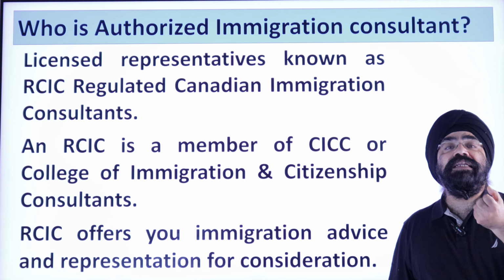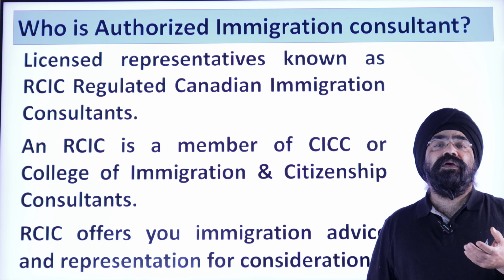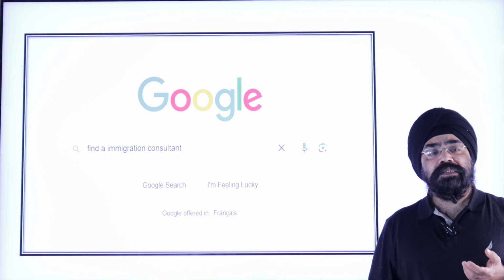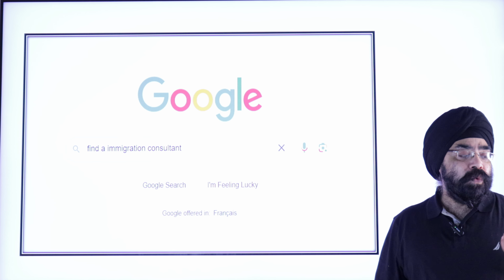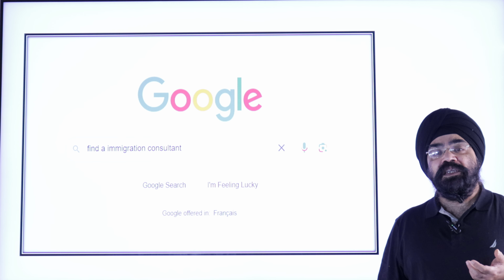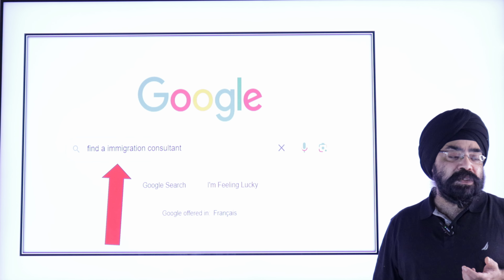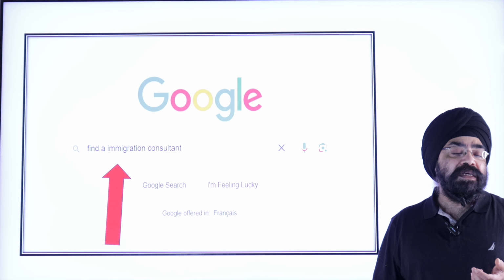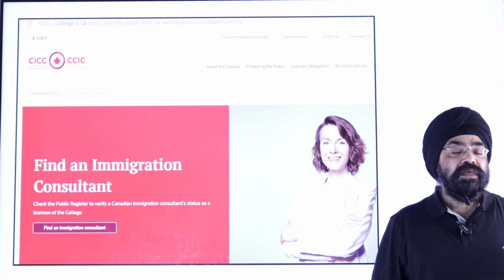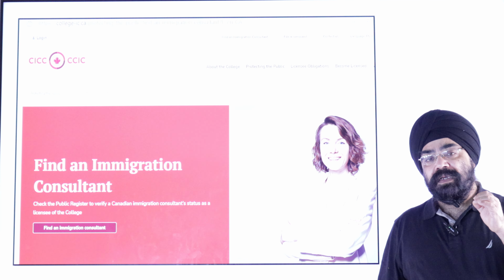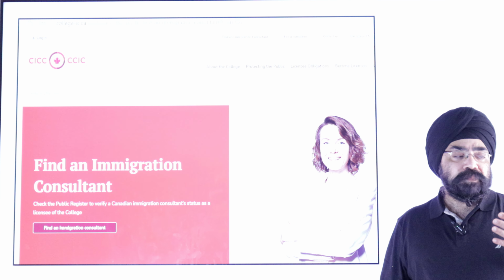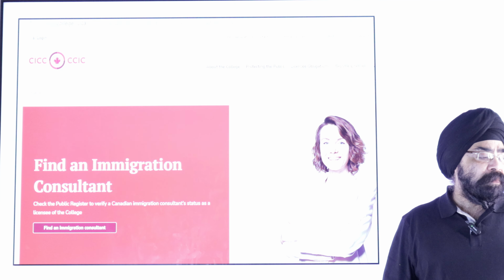And how do you find these RCICs? So simple. Go to Google and just type find an immigration consultant or find a Canadian immigration consultant. When you hit that, you will land on this page, which is the College of Immigration and Citizenship Consultants. You will come up here and there you can find an immigration consultant.